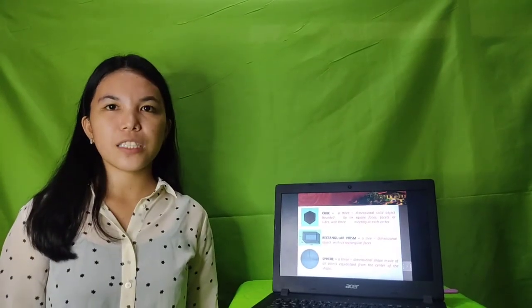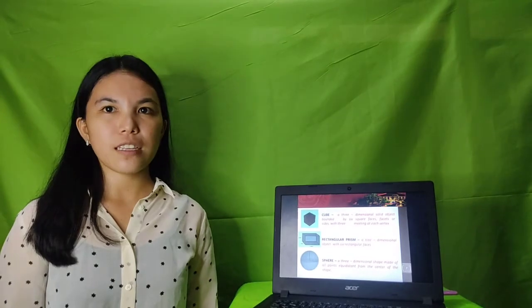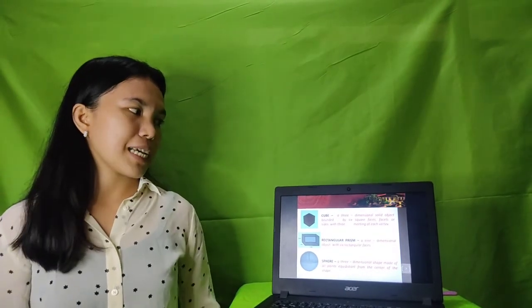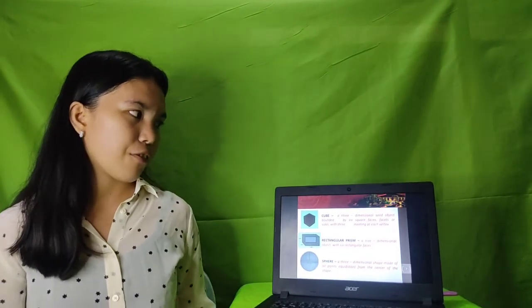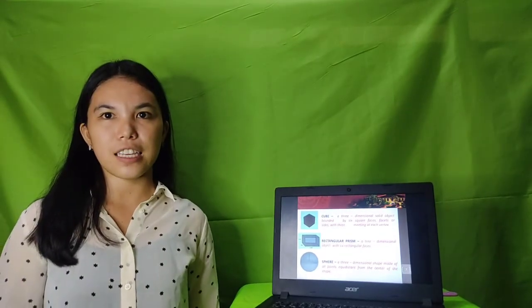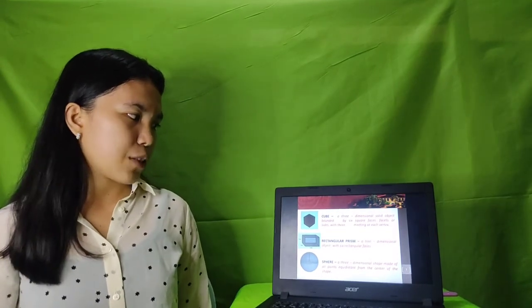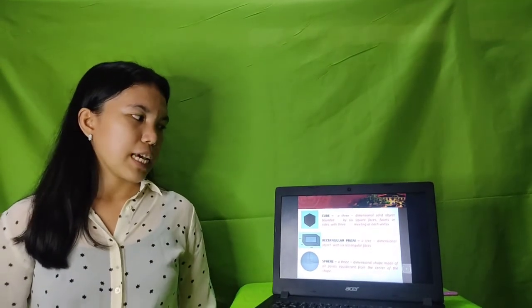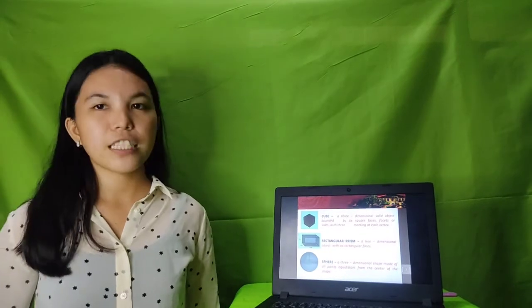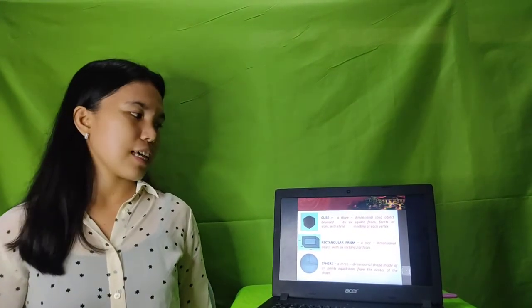So, we will define what is a cube. A cube is a 3-dimensional object bounded by 6 square faces. Facets are sides with 3 meeting at each vertex. Next, we will define what is a rectangular prism. A rectangular prism is a 3-dimensional object with 6 rectangular faces.